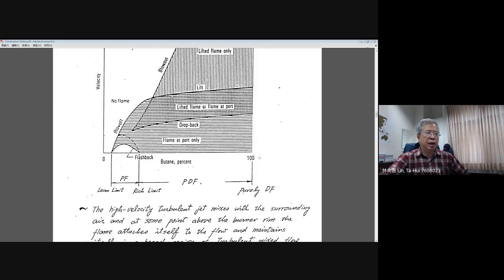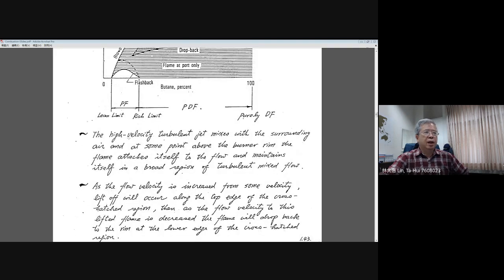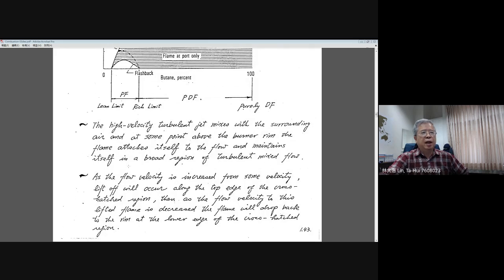Here, I wrote down a sentence to tell you that the high velocity turbulent jet mixes with the surrounding air, and at some point above the burner ring, the flame attaches itself to the flow and maintains itself in a broad region of turbulent mixed flow. This tells you when you increase the injection velocity, the flame will lift off and stabilize at a certain point of your jet and survive for a certain time as you increase the injection velocity. They say it can maintain itself in a broad region of the turbulent mixed flow, which means it can experience a range of increasing injection velocity.